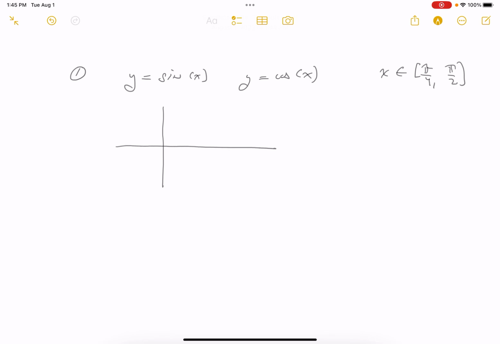And number one says, find the area of the region between y equals the sine of x and y equals cosine of x. And they go on to say that x is on the interval pi over 4 to pi over 2. All right. The first thing I do is I just do a really rough sketch of this. So the sine function is going to look sort of like this over here. And the cosine function is going to look sort of like this over here.